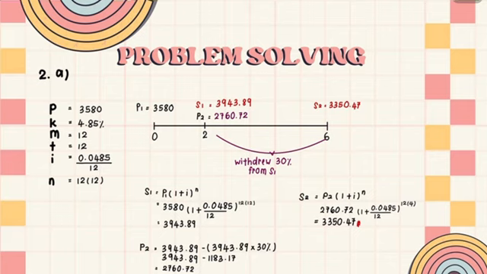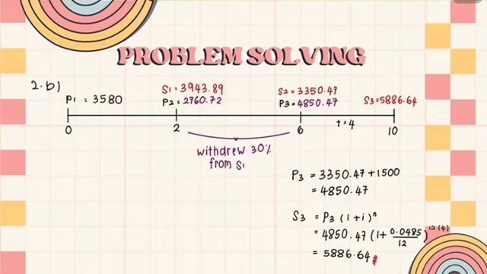Next, we need to find P2. We need to subtract 3,943 ringgit 89 cents multiplied by 30% from 3,943 ringgit 89 cents to get 2,760 ringgit 72 cents. Hence, use the formula S where P is 2,760 ringgit 72 cents, I is 1 plus 0.0485 per 12, and N is 12 multiplied by 4. The final answer will be 3,350 ringgit and 47 cents.